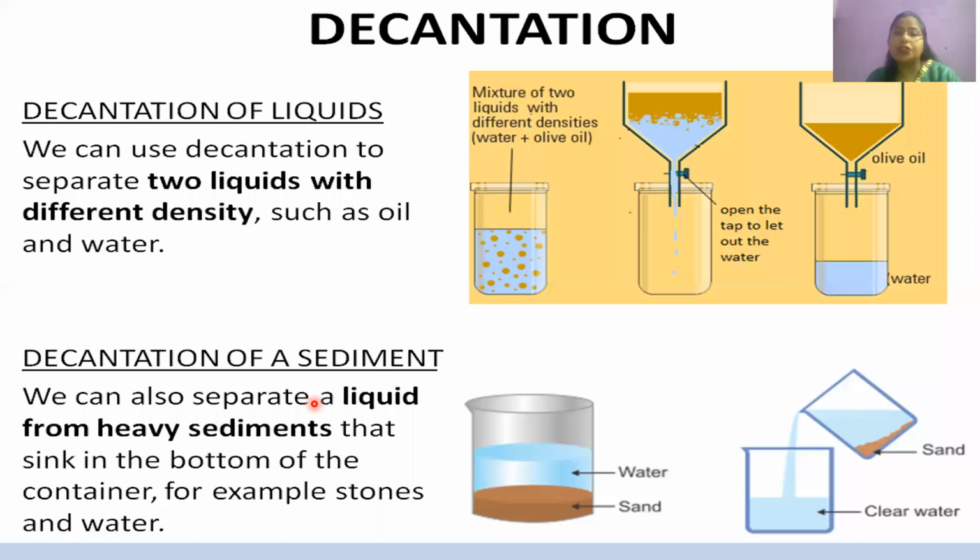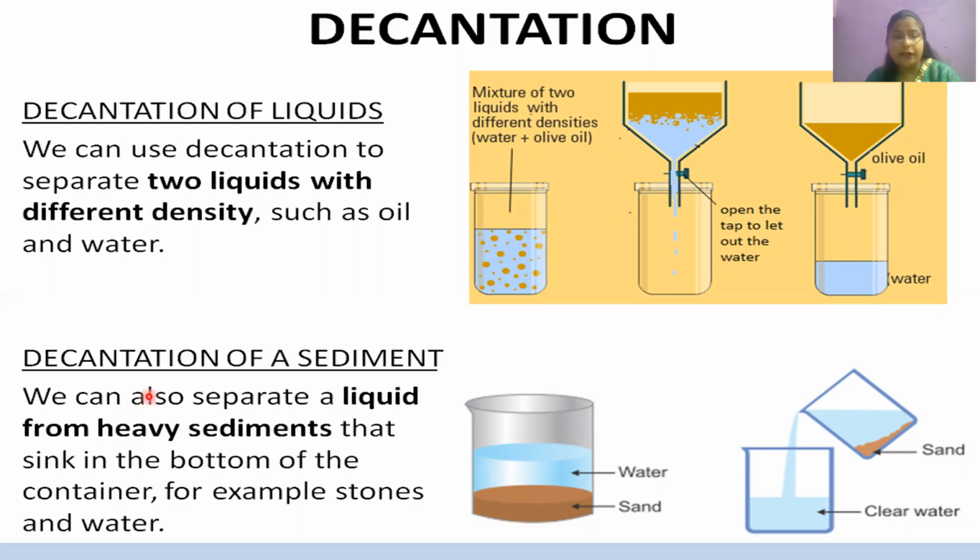Now, decantation of liquids. We can use decantation to separate two liquids with different densities. As I also told you, what is density? Density means heaviness, such as oil and water. You can see this is a mixture of oil and water. Oil is lighter than water, so oil will be in the upper layer and water will be at the bottom. So we can easily remove the water from the oil. This method is known as decantation.